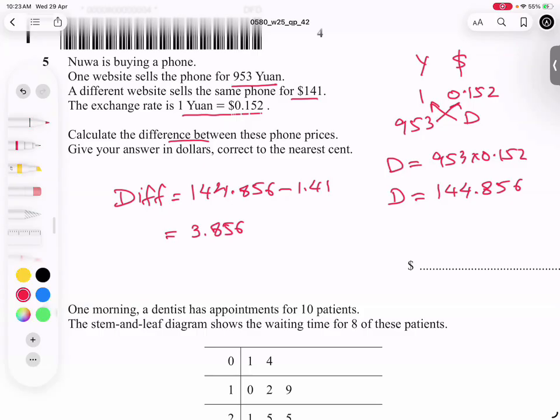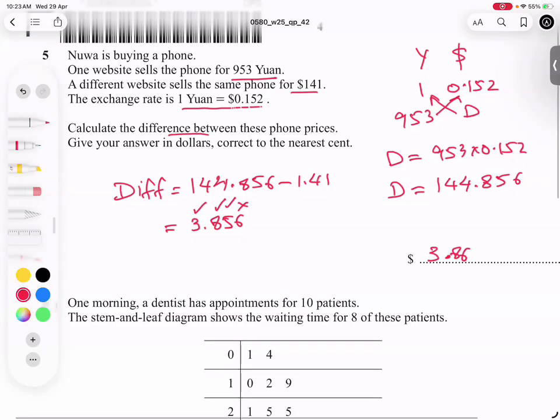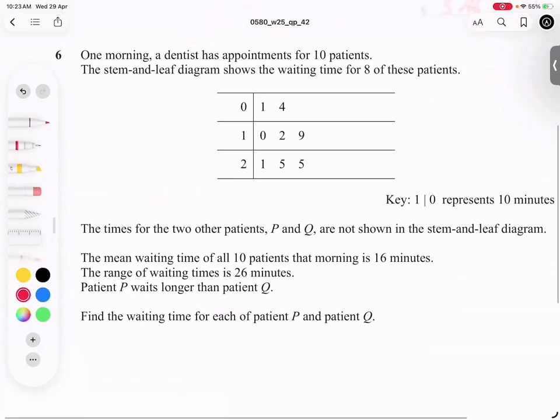And 3.856, and we have to write again 3SF, okay, students? And we don't want... 3.86. Okay, let's go for question number 6.